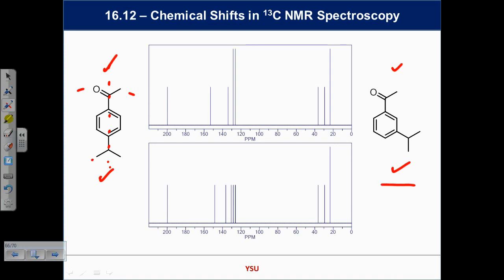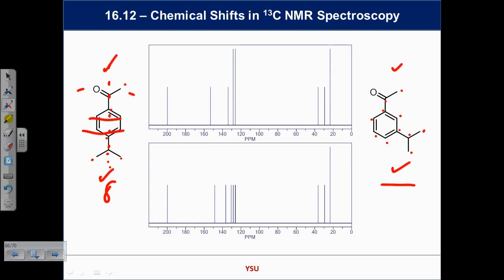So let's count, right? 1, the same as that. 2 is different. 3, 4, 5, 6, 7, 8 signals, I think. Anybody disagree? I think 8 signals. What about this over here? 1 is the same as that. 2, 3, 4, 5, 6, 7, 8, 9, 10 signals. There should be more signals.